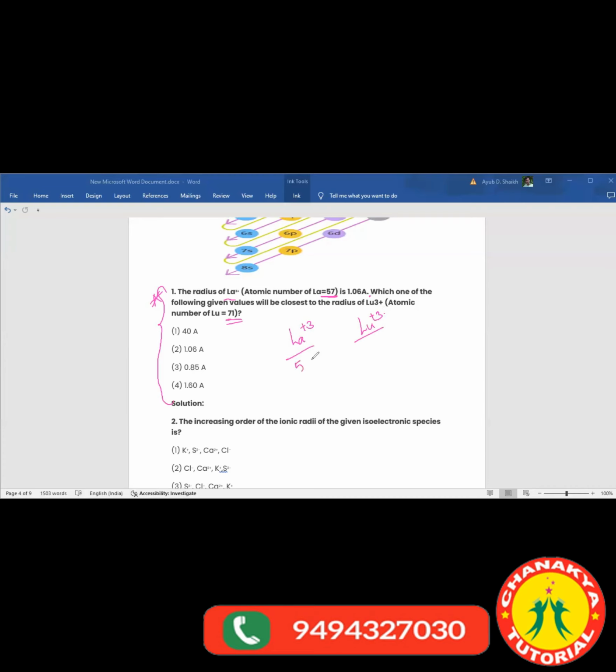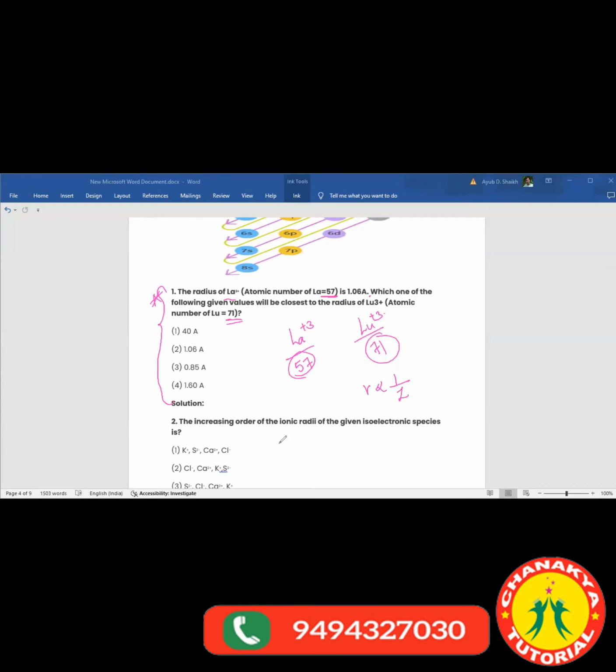For lanthanum it is 57, and for lutetium it is 71. So these are the atomic numbers. Obviously, the radius must be related to what? The radius, correct? Yes or no? Yes, ma'am. So what should be the relation in between? You have to consider this relation: the radius R is inversely proportional to the atomic number Z.